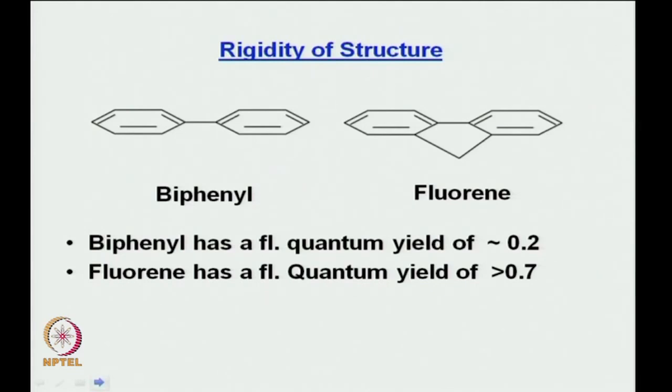So this is one very important factor. That means if you take two molecules of similar structure, one more flexible than the other, even with your eyes closed, without doing an experiment, you can say which one would have a higher quantum yield and which one you would rather take for fluorescence studies if you have to use one of those.